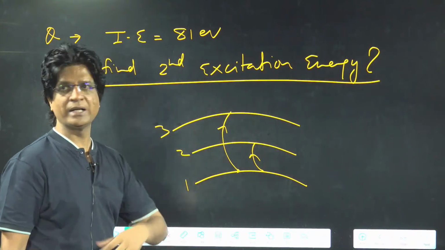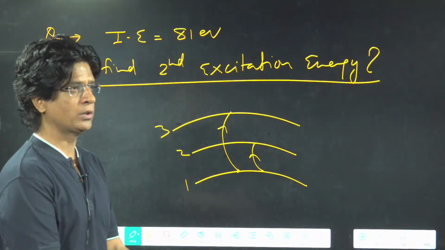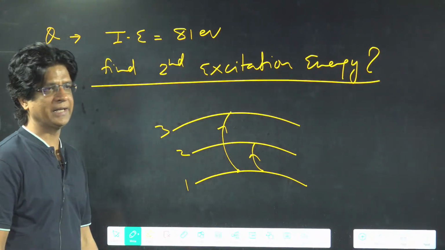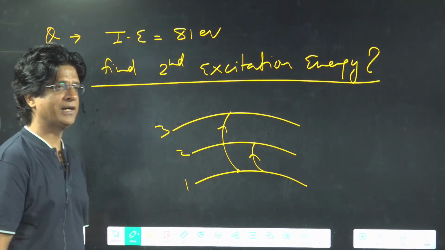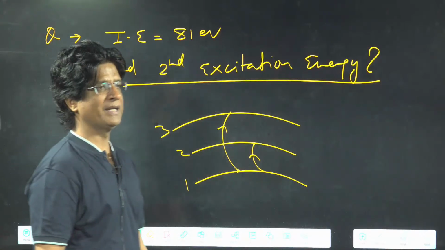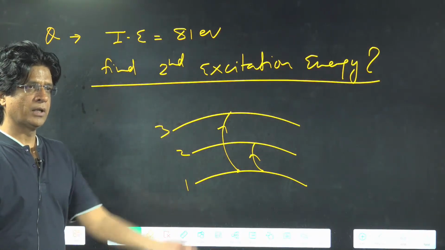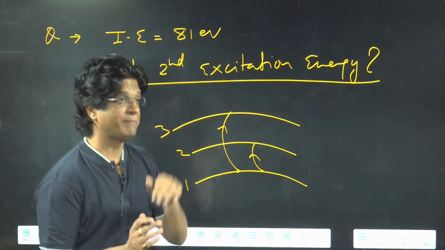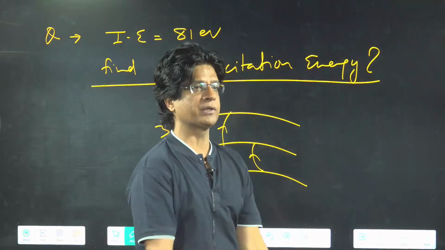This is any 1 electron species where ionization energy is given as 81 electron volt. They're saying find second excitation energy. How much energy will be required to move electron from orbit number 1 to orbit number 3? That's the question. And it cannot be -9 because you cannot give -9 electron volt energy. It will require certain thing which is positive in nature.